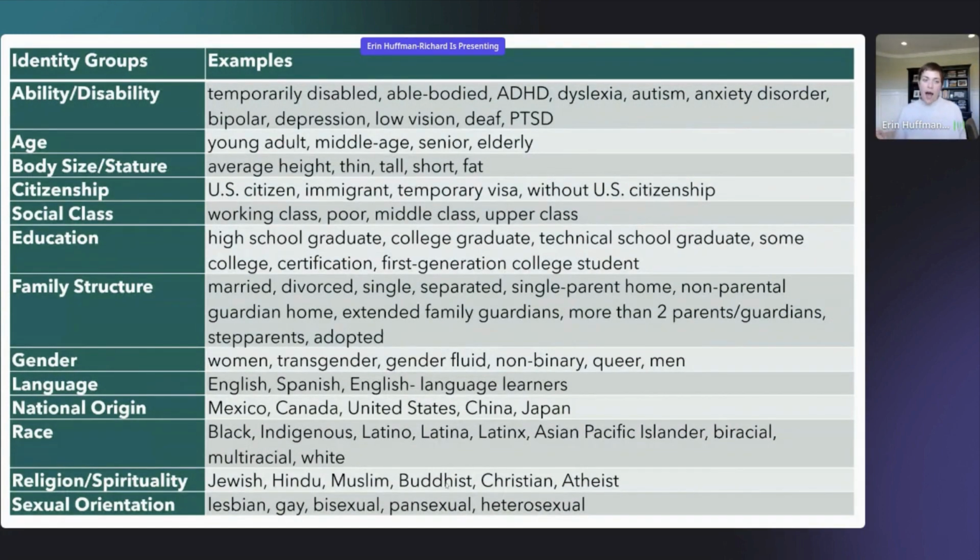So I'm going to highlight some of these social identities. As we're doing this, I want you to think about each of these categories: how do you identify? What is the identity that you would name for yourself in these various groups? So let's start off with ability. This is where someone may be able-bodied or temporarily disabled. This is where neurodivergence would show up within this identity group. This is also an example of an identity that can change over time.